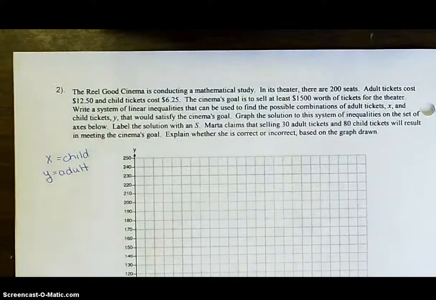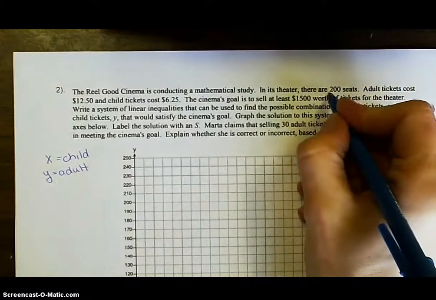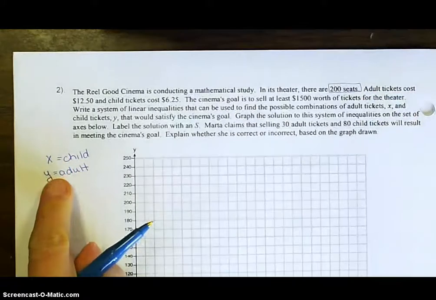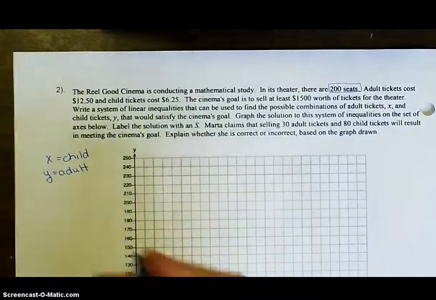All right, so let's look for our first piece of information. The first piece of information is there are 200 seats. That means X plus Y, can it be greater than 200? No, it cannot.